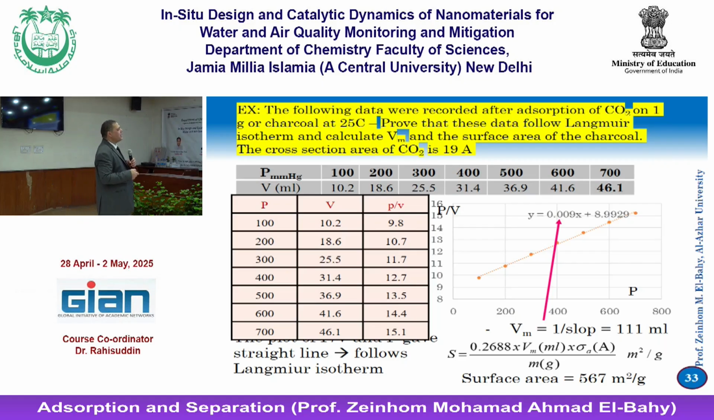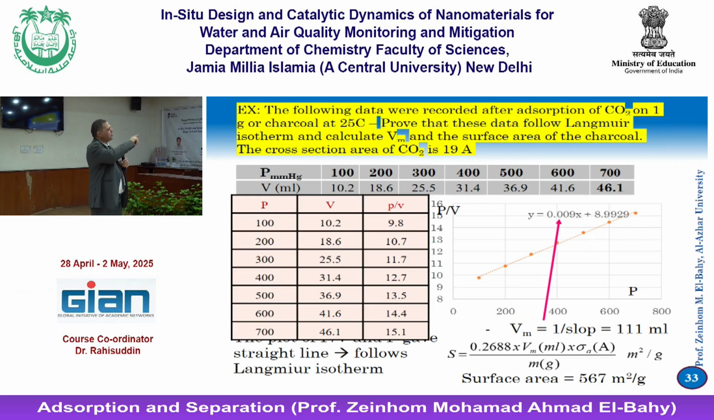The following data were recorded after adsorption of carbon dioxide on 1 gram of charcoal at 25 degrees C. Prove that these data follow the Langmuir isotherm and calculate Vm and the surface area of the charcoal. The cross-sectional area of CO2 is 19 angstrom, of course, 19 angstrom square.